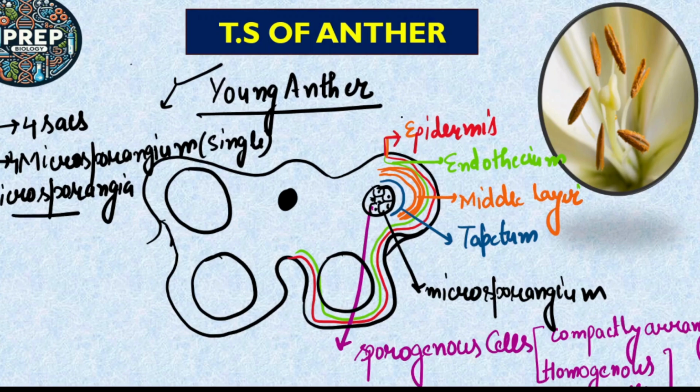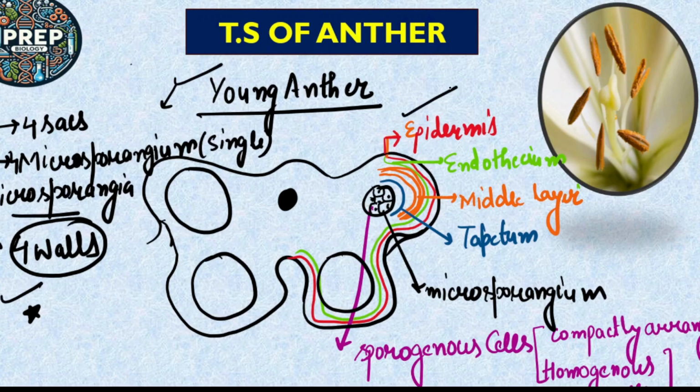Okay, so let's see. The anther is covered by 4 walls. This is very, very important. These walls are very important. The outermost wall of an anther is called the epidermis. Inner to epidermis, which is shown by the green pen, is called the endothecium. This is the second layer. First layer is epidermis, second layer is endothecium.